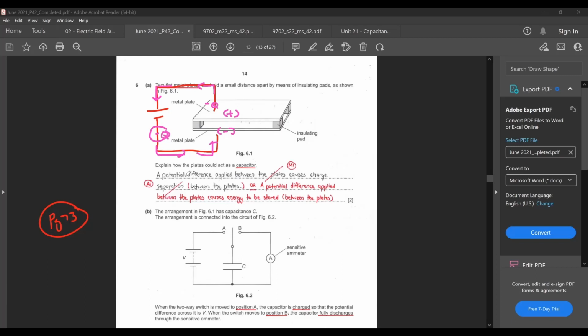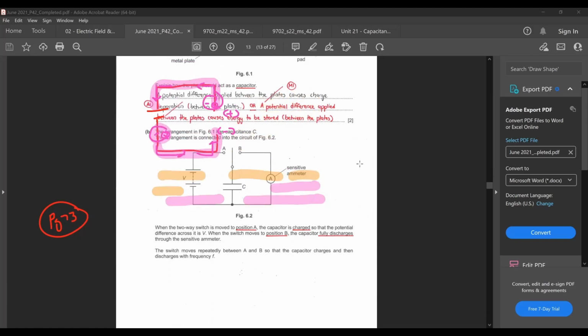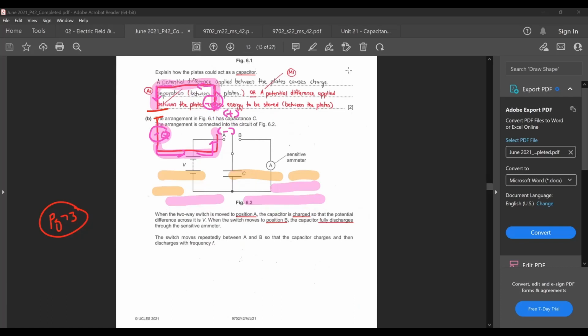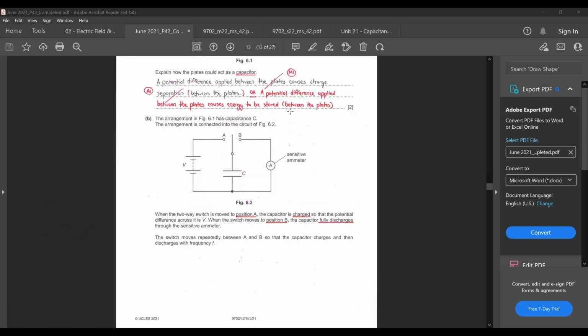So that's why the answer was worded as: you apply a potential difference between the plates, it causes charge separation. Or the other answer was that you apply a potential difference between the plates, it causes energy to be stored between the plates. Because the idea is that if you push a charge of negative Q to this side, and push a charge of negative Q off the other side, it involves work, so the work done must have been stored as energy. Okay, so that was for that particular part. Then after that, you have B.